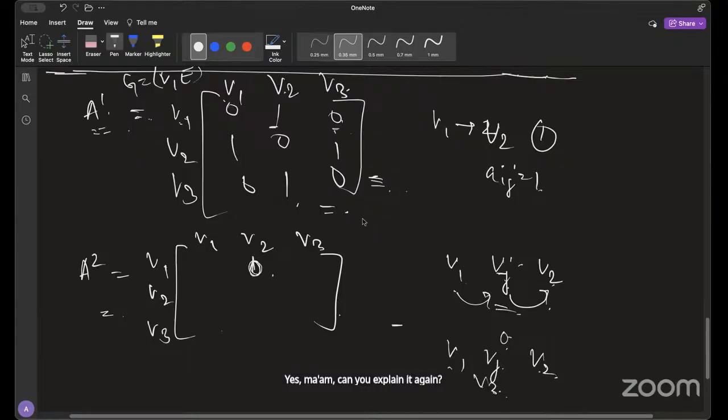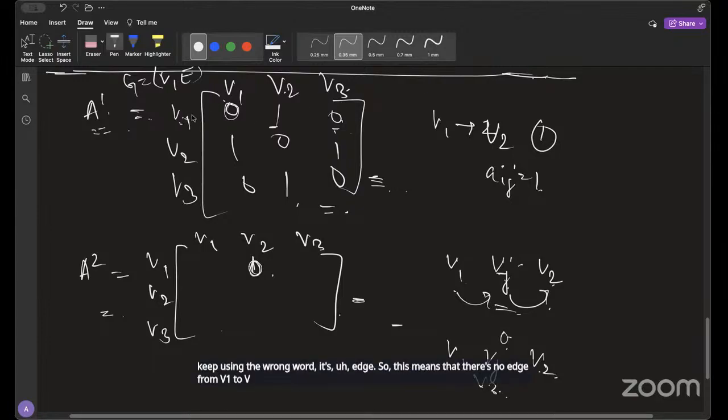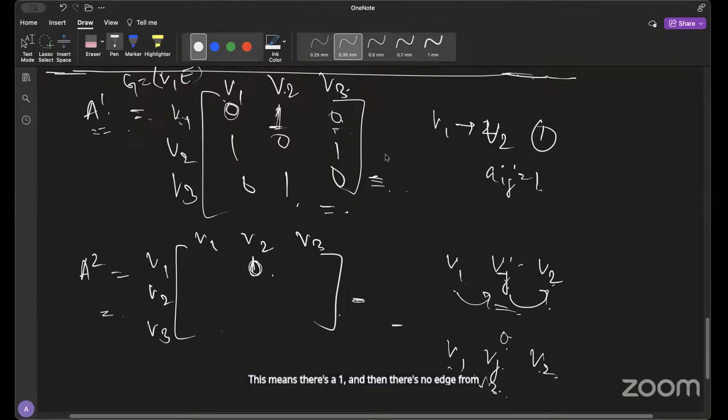Yeah, sure. What we do here is, in this thing, how do we look at this? Firstly, a 0 represents that there is no edge from here to here. So this means that there's no edge from V1 to V1. Then there's an edge from V1 to V2, and this means there's a 1. And then there's no edge from V1 to V3. This is what this means.